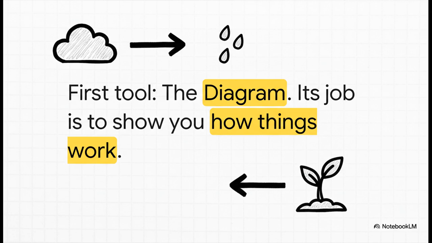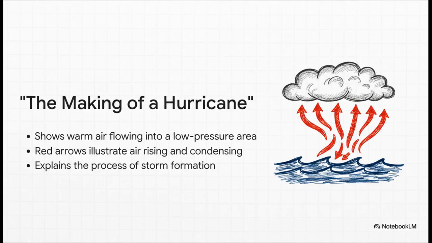First tool out of the box is the diagram. The diagram's whole job is to show you a process, the guts of how something works. It's all about answering that big question: how does this thing actually happen? See, a really great diagram doesn't just tell you a storm forms, it shows you. It uses things like red arrows to let you follow the path of warm air as it gets sucked in, rises up, and condenses. You're not just reading words on a page, you're actually watching the engine of the storm kick into gear.